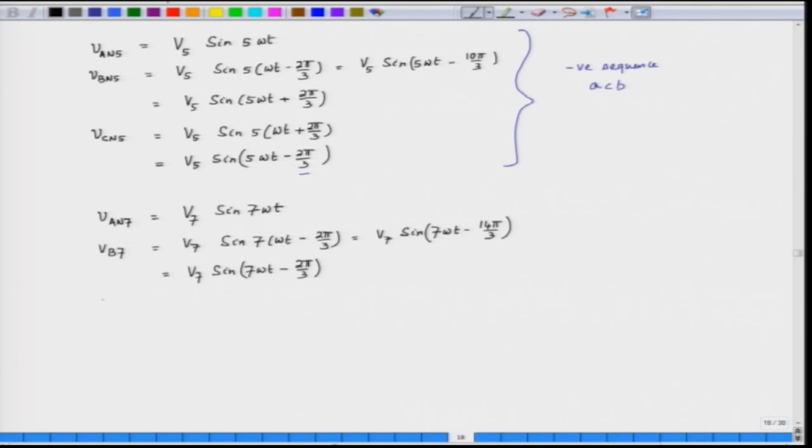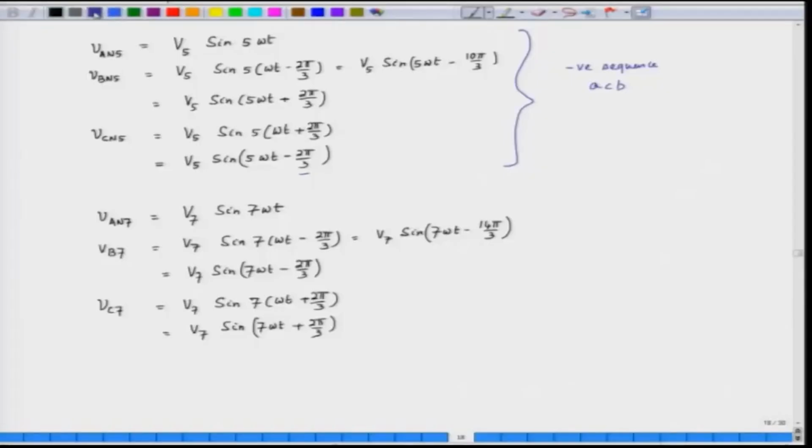Similarly, we can write down the voltage of phase C. V C 7 is V 7 sin of 7 omega t plus 2 pi by 3. Now, if we simplify this, this will be V 7 sin of 7 omega t plus 2 pi by 3, because we have to bring the phase angle between 0 to 360, 360 is 2 pi.